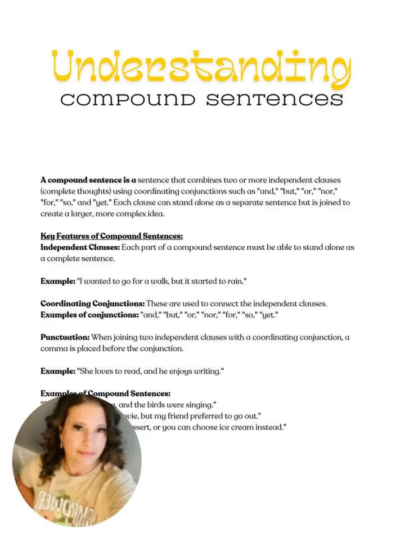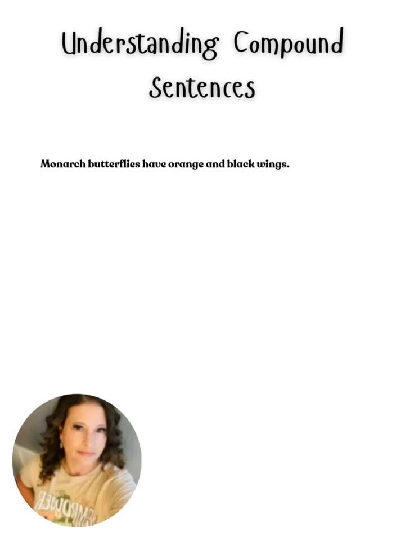A compound sentence is a sentence that combines two or more independent clauses. These are complete thoughts using a coordinating conjunction. Last year, you may have been taught about fanboys, and we're going to dive a little bit deeper into those today, or as this unit goes by. Each part of the compound sentence must be able to stand alone as a complete sentence. So let's dive into what this looks like.